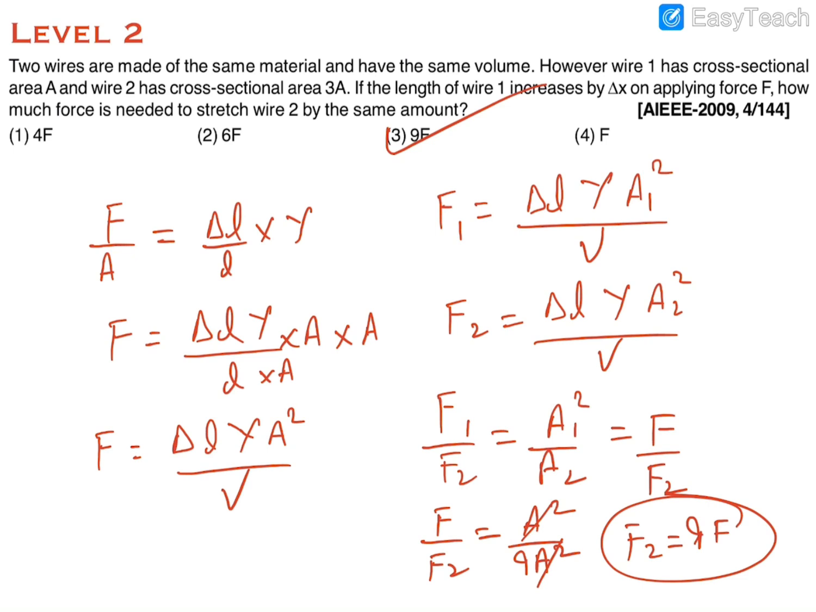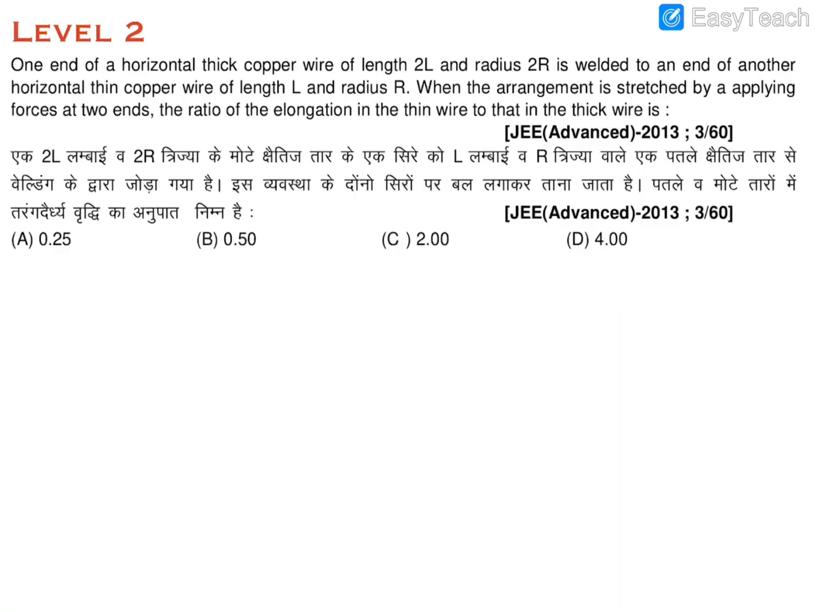Now we move on to the next question. In this question it is given that there are two wires. One wire is a thick wire of radius 2r and length 2l, and the other wire is a thin wire of radius r and length l. These are welded together, and this arrangement is stretched by applying some force on both the ends. So we have to find out the ratio of elongation in the thin wire to the thick wire.